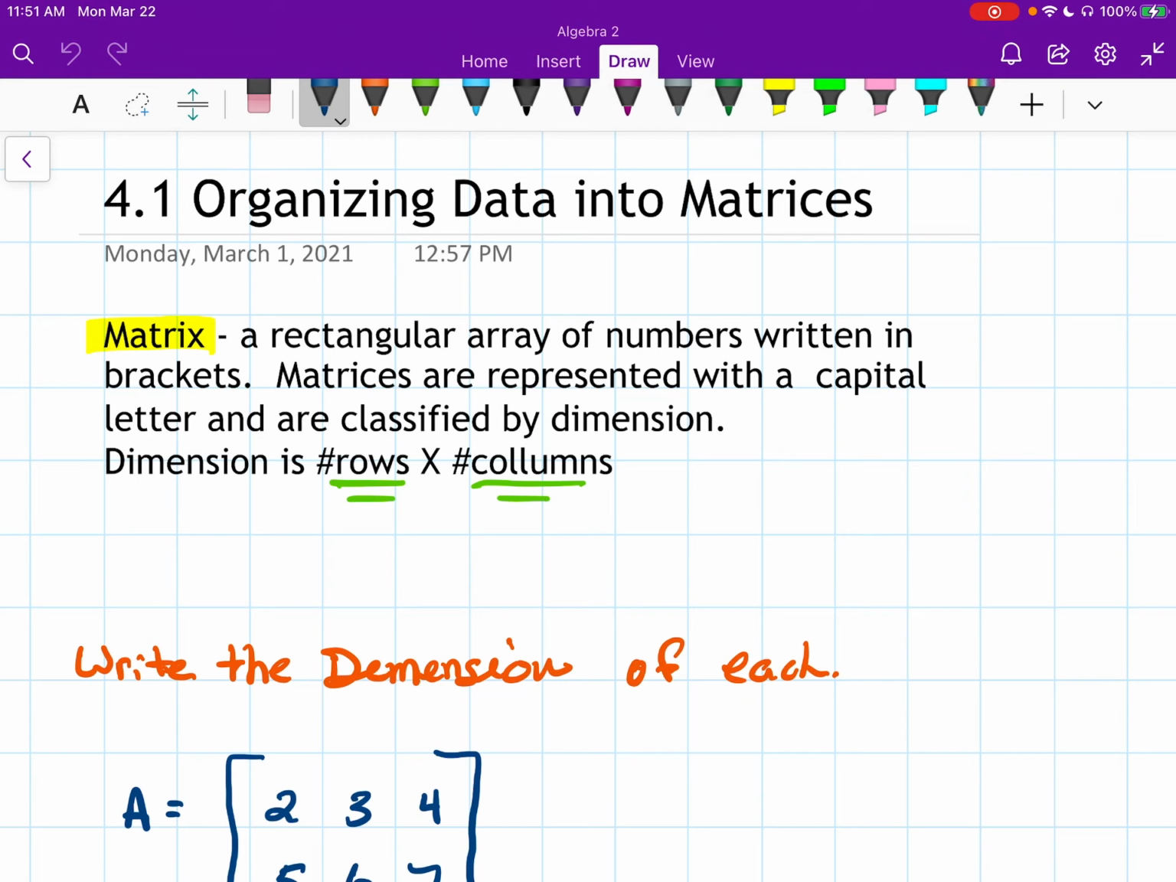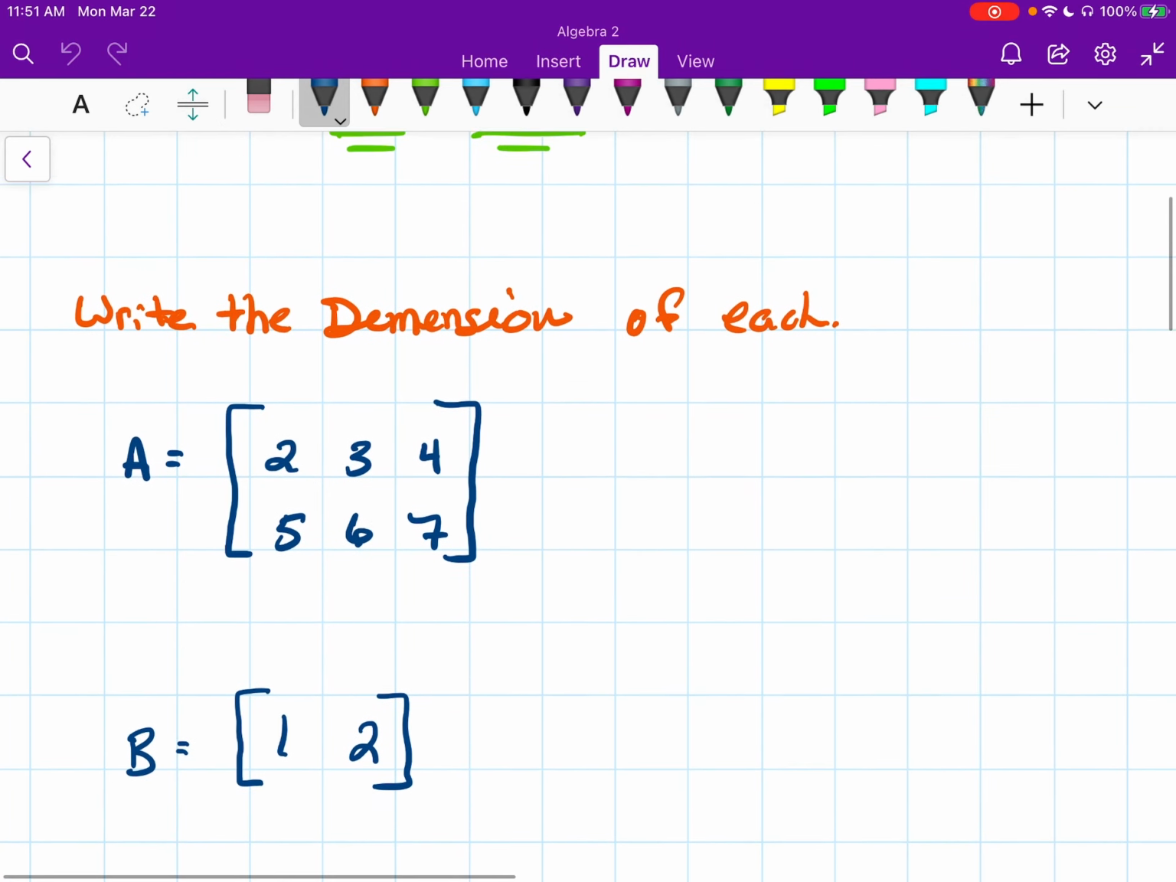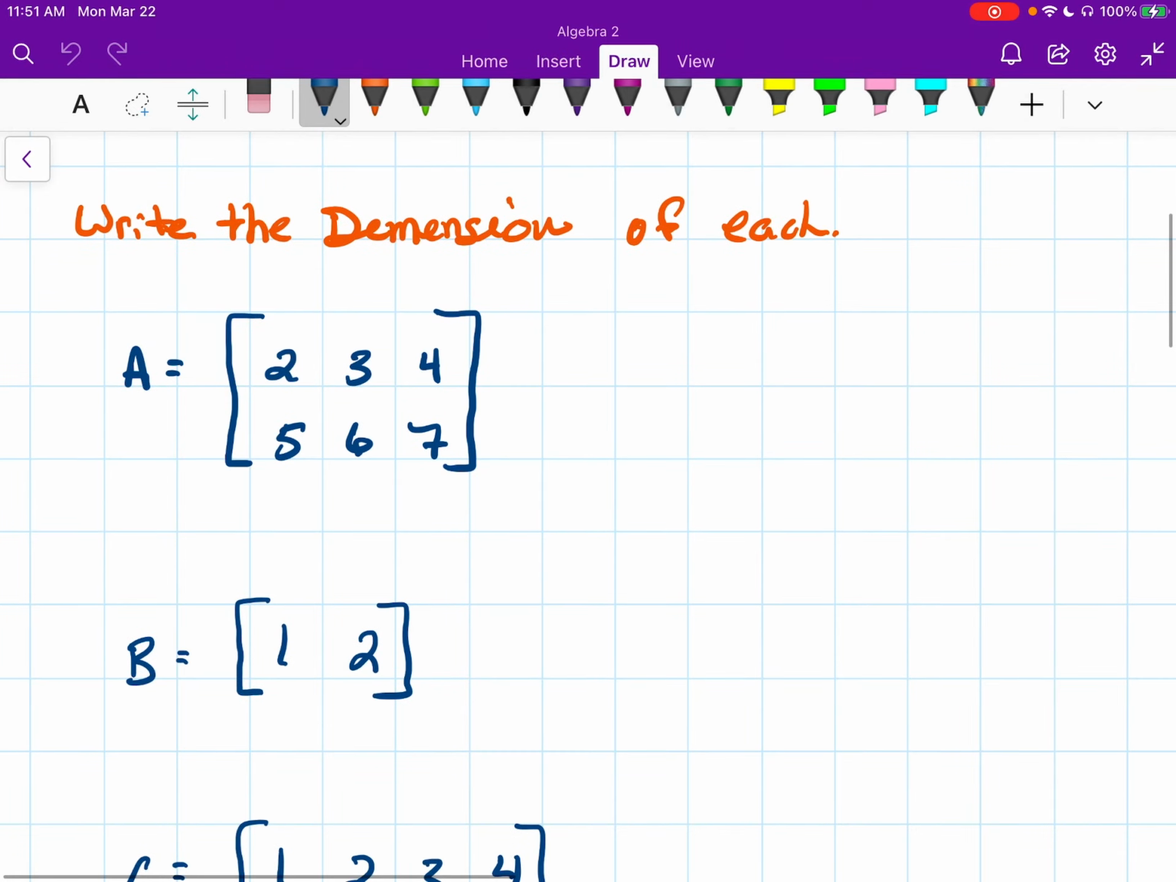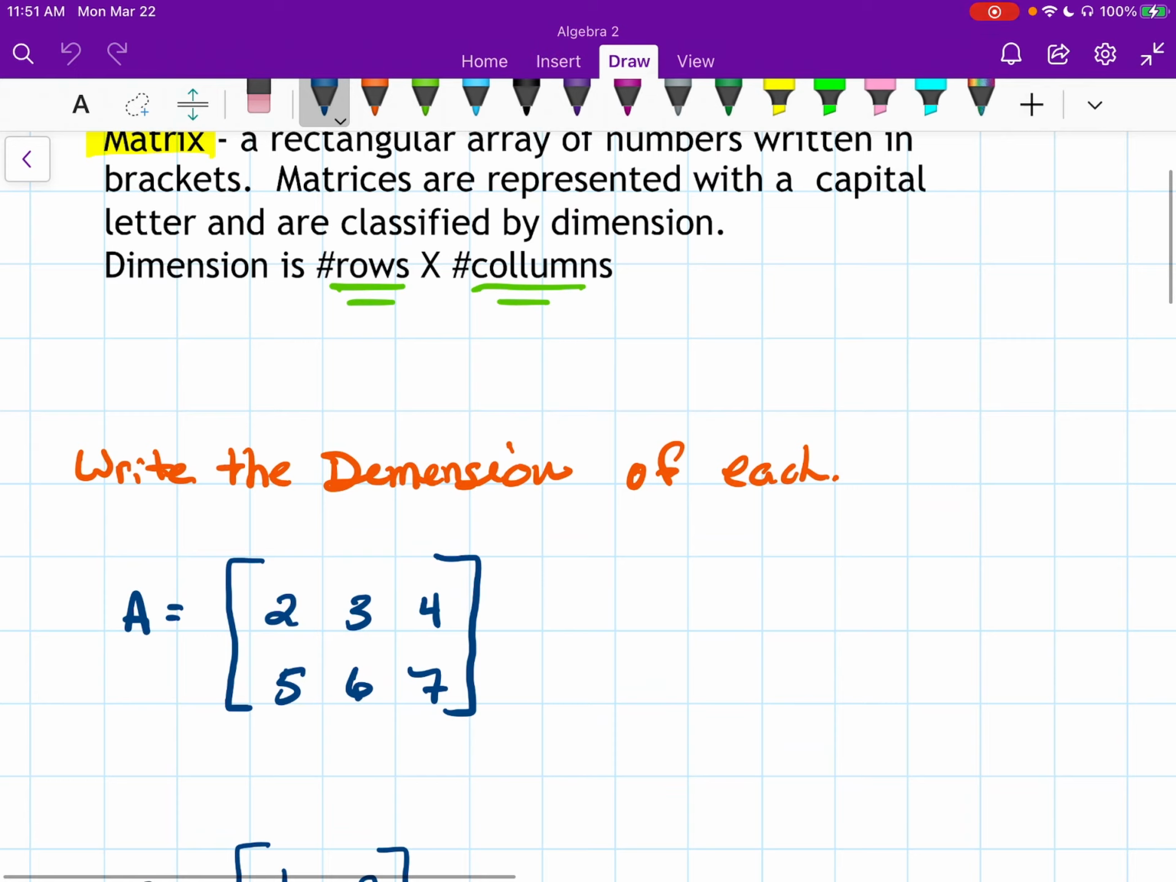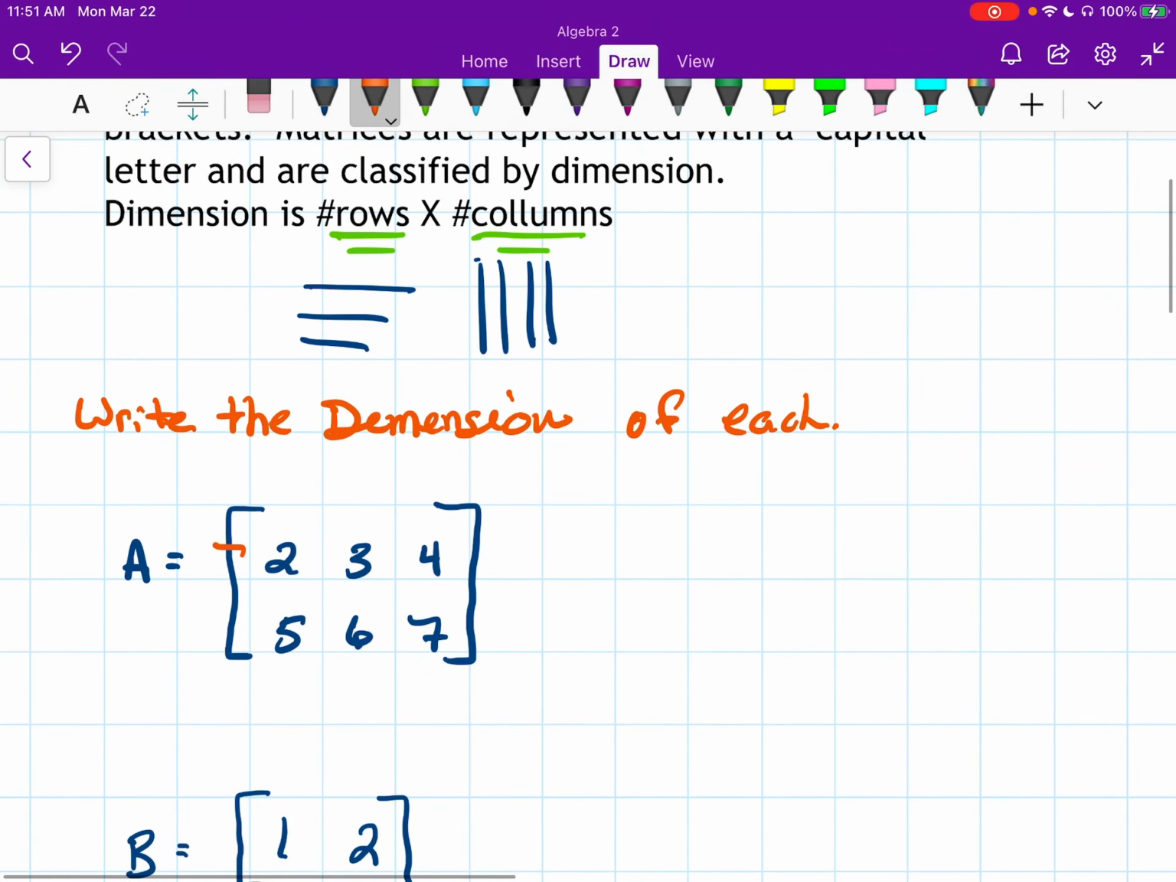Dimension is the number of rows by the number of columns. So for this, we're going to write the dimension of these matrices. So A, we'd count the number of rows, right? Rows are left to right like this. Columns are up and down like that. So there are 2 rows, so 2 by, and then 1, 2, 3 columns. So this is a 2 by 3 matrix.